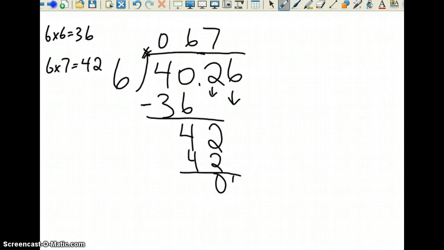Then I have to bring down this 6 to complete the question. How many times does 6 go into 6? Well, we know it goes in 1 time. And 1 times 6 equals 6. And we have a remainder of 0.